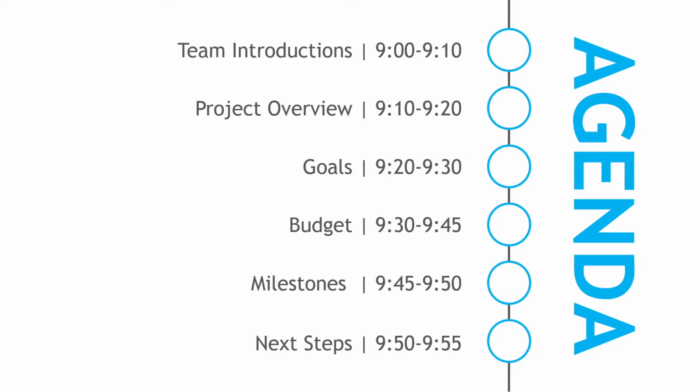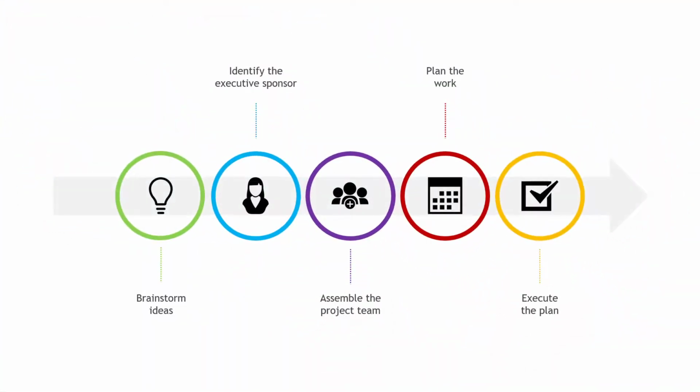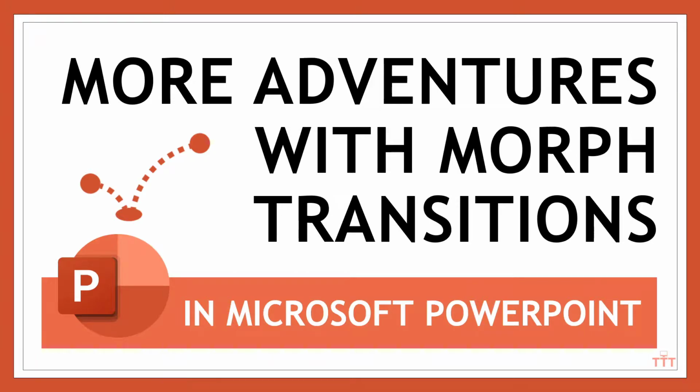And finally, we'll see a really impactful transition, maybe something like this with your circles. You can do all of those things using morph transitions in PowerPoint. This is a feature that rolled out with PowerPoint 2019. Let's go build out those examples together.